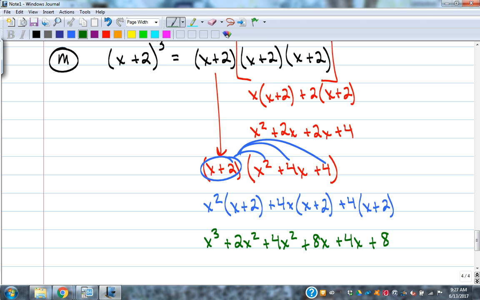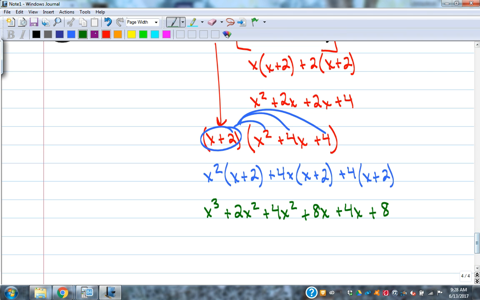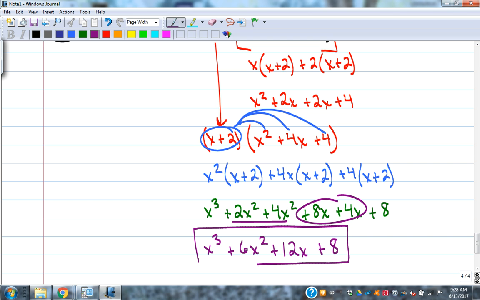Last step, put your like terms together. We got x squareds that need to come together, so that's x cubed plus 6x squared. And then we have plain x's that need to come together, so that'd be plus 12x and then plus 8. Not really any shortcuts to that at all. It's just distributive property and kind of grit and grind kind of stuff. You just got to do it and work it out.